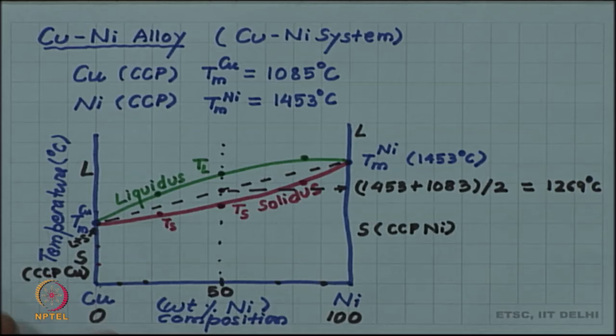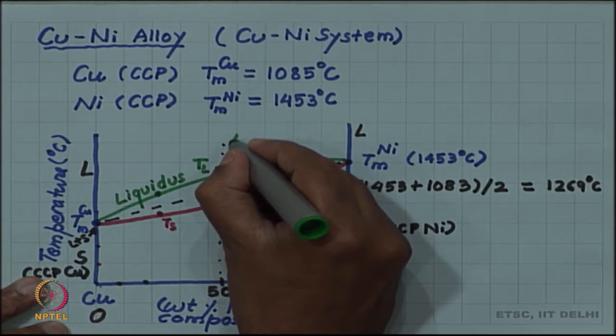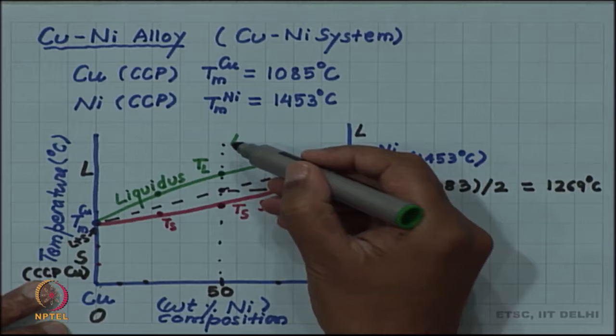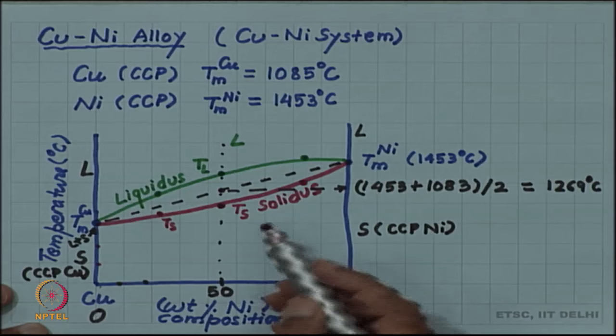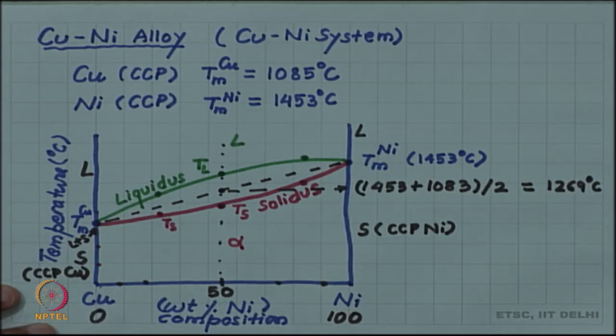Essentially what I am saying is that for an alloy, the melting happens over a range of temperature. Above TL, you will have a pure liquid phase. For any composition above liquidus temperature, you will have a single liquid phase. Below TS, no melting will happen and you will have a single solid phase. Solid phase in a phase diagram is usually represented by Greek letters. So, let me write this as alpha.